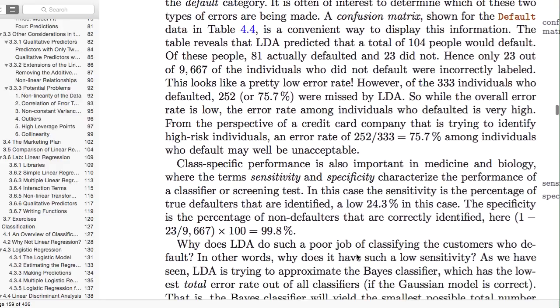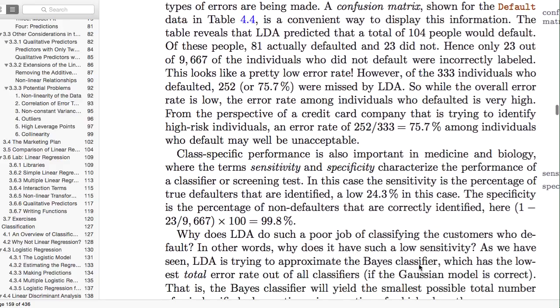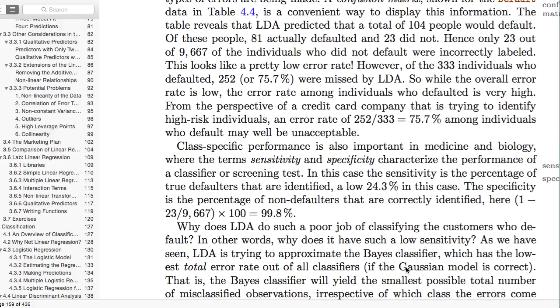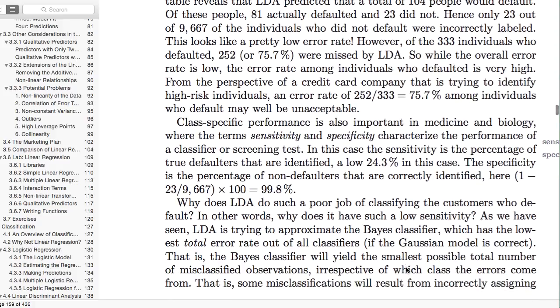It's very poor because we're trying to approximate the Bayes classifier. And the goal of the Bayes classifier, if you recall, is the maximum likelihood function that we spoke about. It tries to put as many people who would not default in the not defaulting category, and as many people who will default in the defaulting category. And so the smallest possible total number of errors is the goal here.